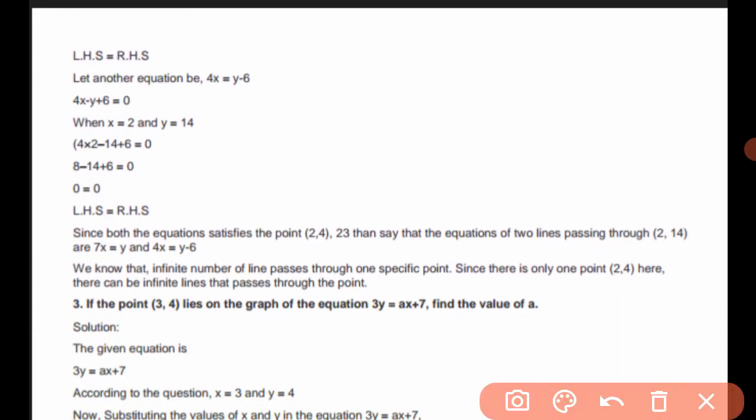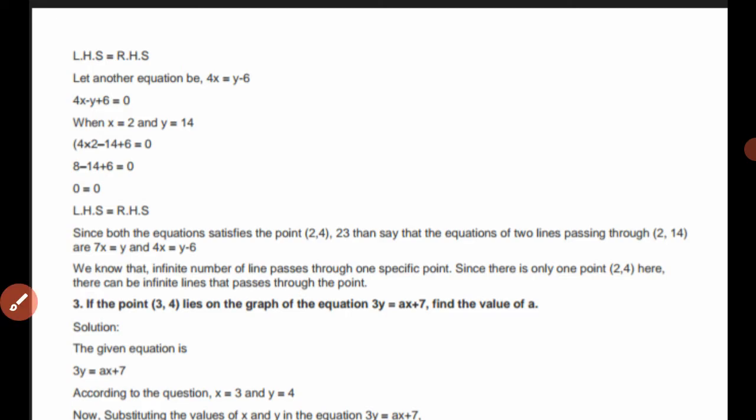Let us take one other equation here, 4x equals y minus 6. So here we can also make this equation 4x minus y plus 6 equals 0, where x equals 2 and y equals 14, and we can find infinitely many equations related to this. So here also LHS equals RHS.